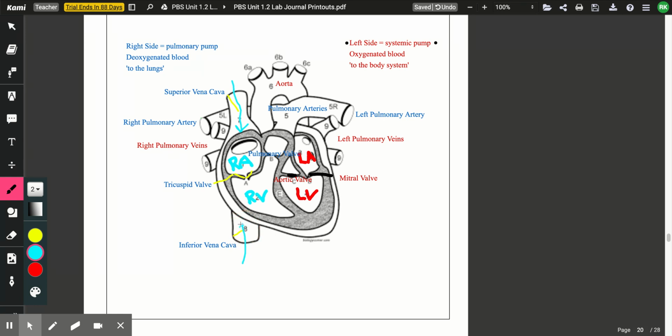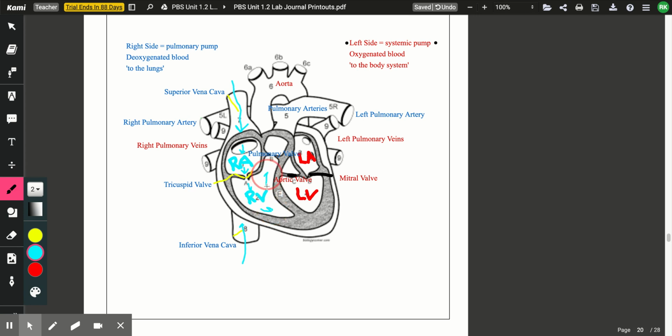Now these vena cavas, you can't see them from this picture, but they come around the backside of the heart. Both the vena cavas go into the right atrium here. So blood's going to come in through the right atrium. Then the tricuspid valve is going to open up, and the blood is then going to flow into the right ventricle.